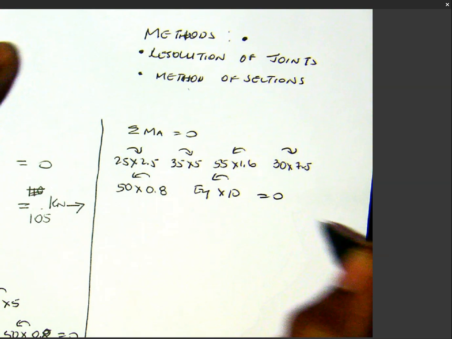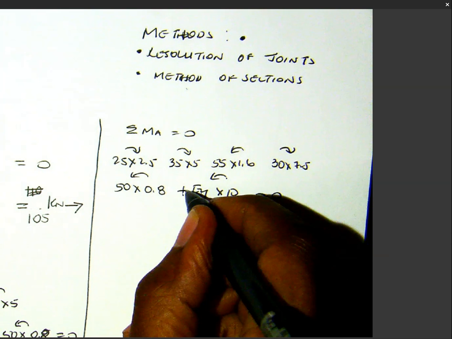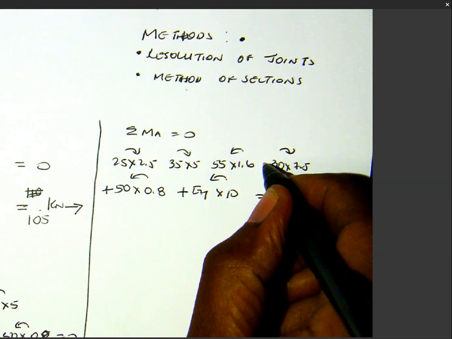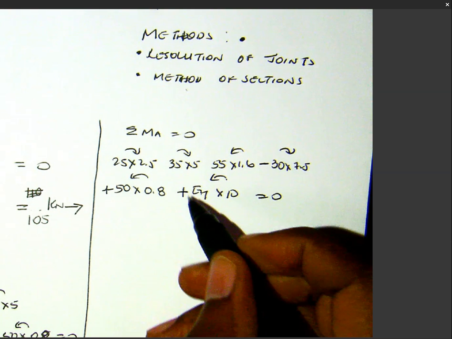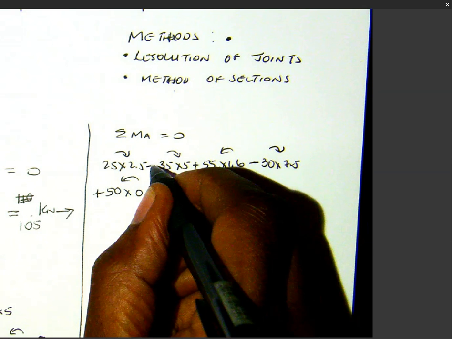I like to look at my unknown and then make it positive. So if I make this positive, then this is also positive. Then this is negative because it's not going the same direction as my EY, then this is positive because it's going the same direction as EY. So this one is negative because it's not going the same direction, and so on. Solve that.